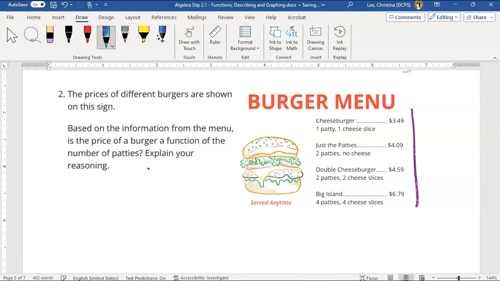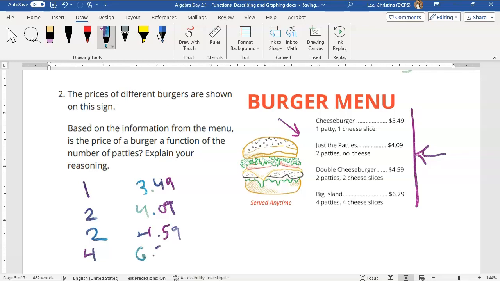All right, number 2, the prices of different burgers are shown on this sign. So here are our burgers. Based on the information from the menu, is the price of a burger a function of the number of patties? The price is the output, and the input is the patties. So we have 1 patty for $3.49, 2 patties for $4.09, then another 2 patties for $4.59, and Big Island is 4 patties for $6.79.